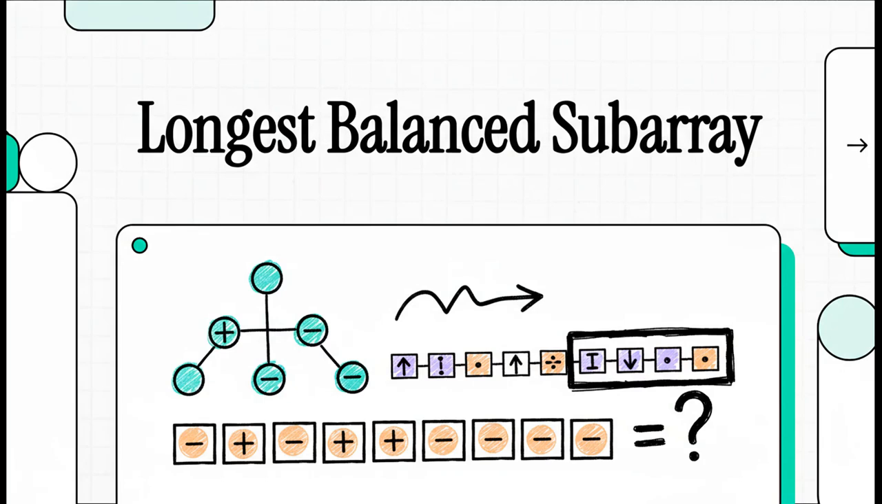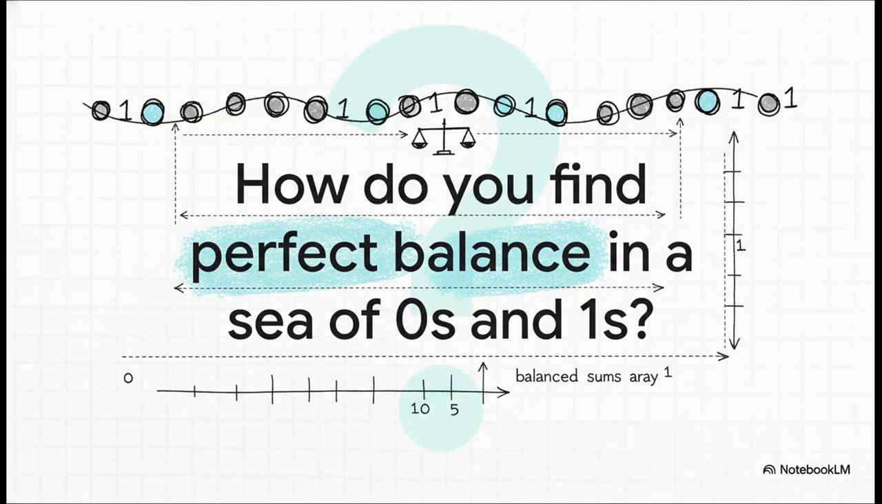All right, let's dive in. Today, we are tackling a really beautiful coding puzzle, a true classic that hides an incredibly powerful pattern right under the surface. So, picture this. You've got a long string of just zeros and ones. Your one job is to answer a simple question. What's the longest continuous piece of that string where the number of zeros and the number of ones are a perfect match?